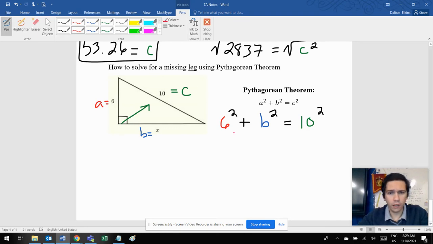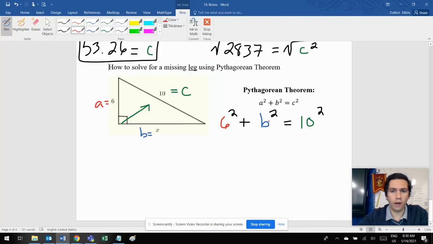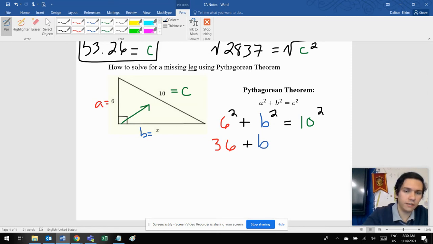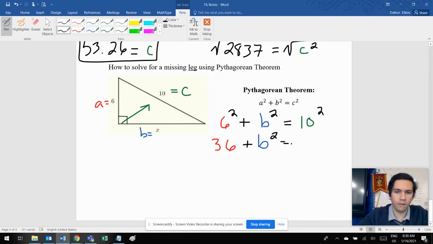So again, finding 6 to the power 2, I'm going to go to my calculator. I'm going to do 6 to the power 2, which is 36. So I know 6 to the power 2 is actually 36. B to the power 2, I can't do in my calculator, so I'm just going to leave it as B to the power 2 right now. And then 10 to the power 2, I could put in my calculator, right? Do 10 power 2, and that's 100. So this is equal to 100.